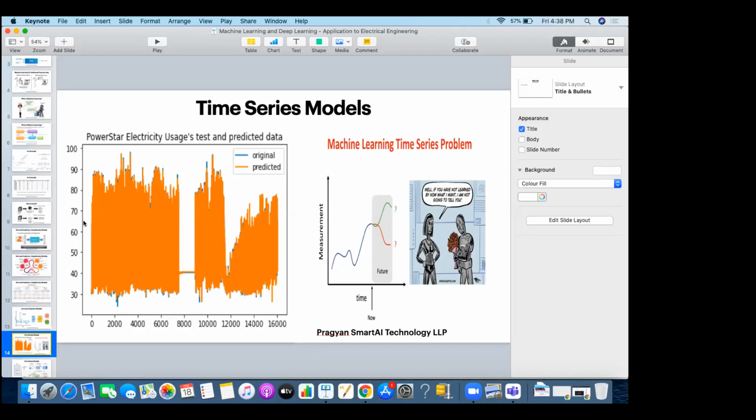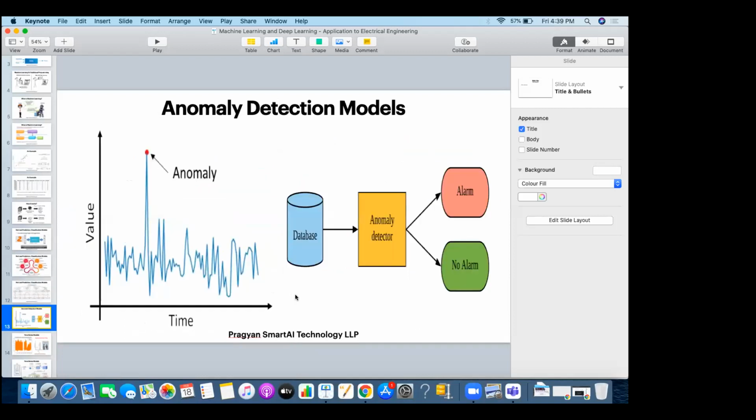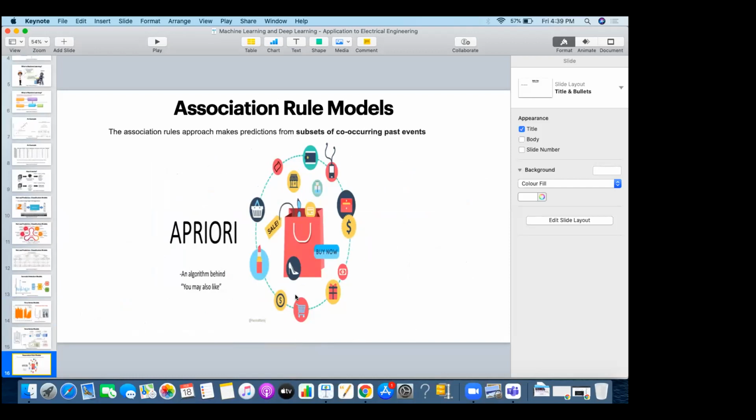Does anybody have any question about forecasting models? So what we discussed were regression, classification, clustering, forecasting, and anomaly detection. Are these the only kinds of models, or is there something else also? There are association rules.